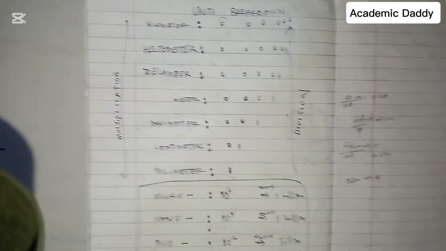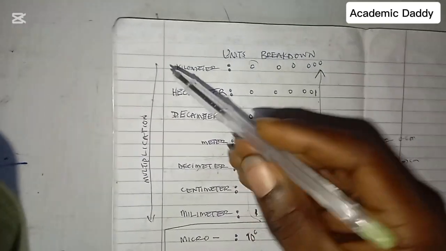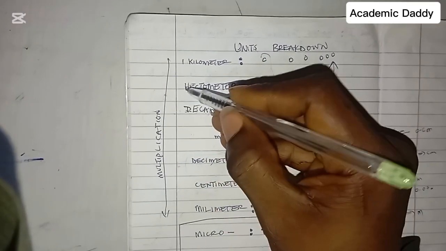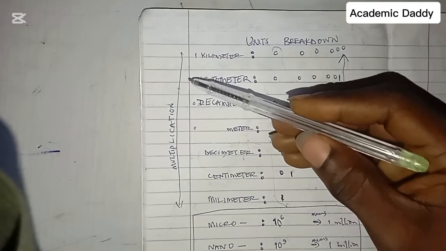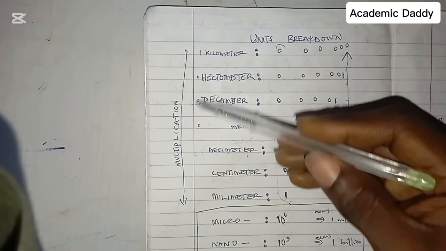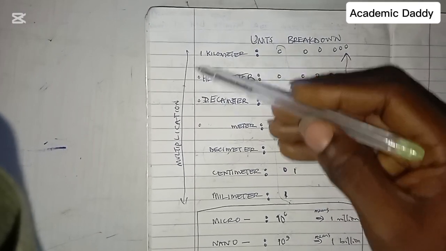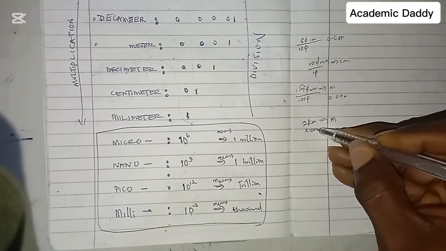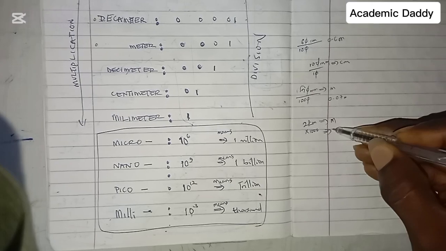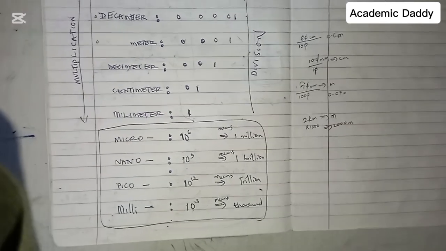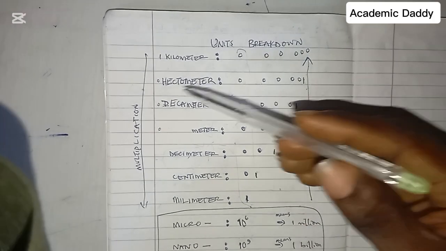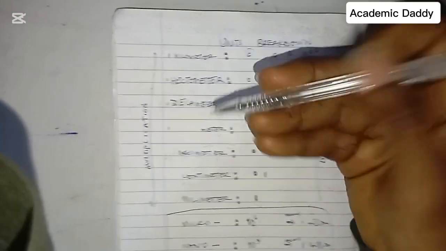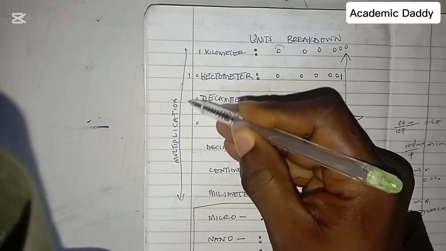If I want to convert this to meter now, I'll say let this part be 1, let this part be 0, let this part be 0, let this part be 0. How many zeros to get to meter? 3 zeros, and then you see 1 here. And you know that coming down is multiplication. That means I have to multiply this by 1,000, which means that 2 kilometer is simply 2,000 meter. Are you seeing it? The same way we went up doing division, if I'm coming down now, I'll be multiplying.